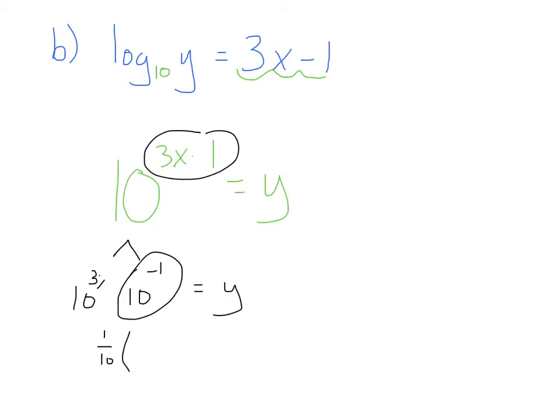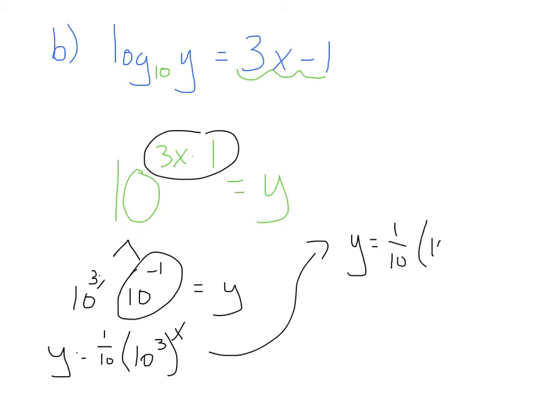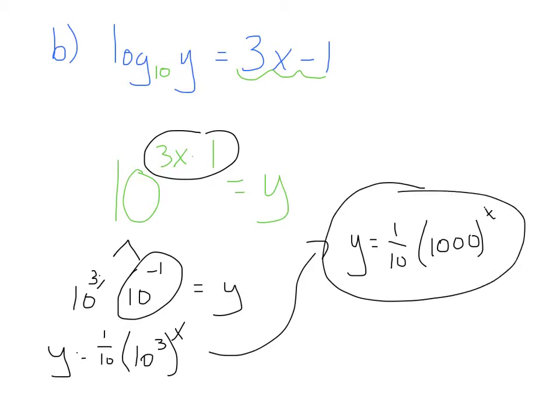And what's 10 to the 3x power? Well, that's just really 10 to the third to the x. Well, can we clean that up a little bit? We sure can. This really says y equals 1/10 times 1,000, because that's 10 to the third, to the x power. Looky there. That's the way I prefer that you write your answer.